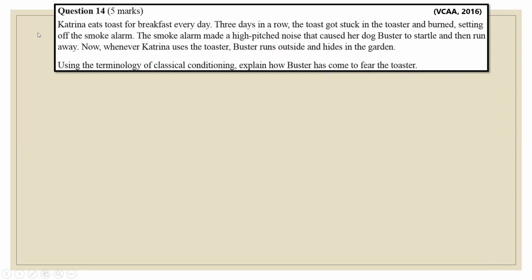It's worth 5 marks, and you might understand why it's worth 5 marks, because there are 5 elements in classical conditioning, and using the terminology of classical conditioning means that we have to be naming those elements or explaining or using those elements. So I'm going to give you guys about 5 minutes now to work on this question. And if you have any confusions while you're working on this, just speak up or put it in the chat box. So 5 minutes on the clock starting from now.